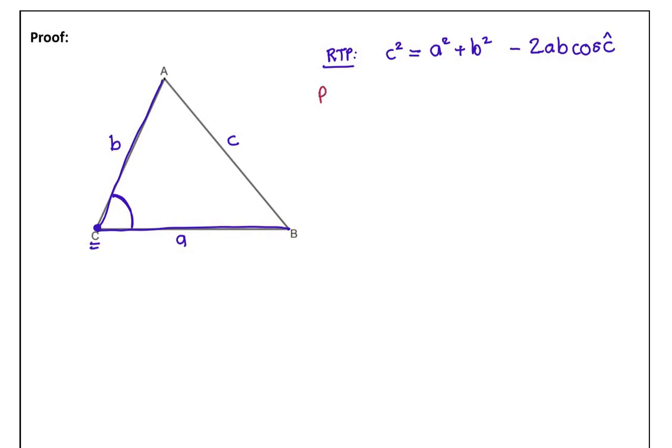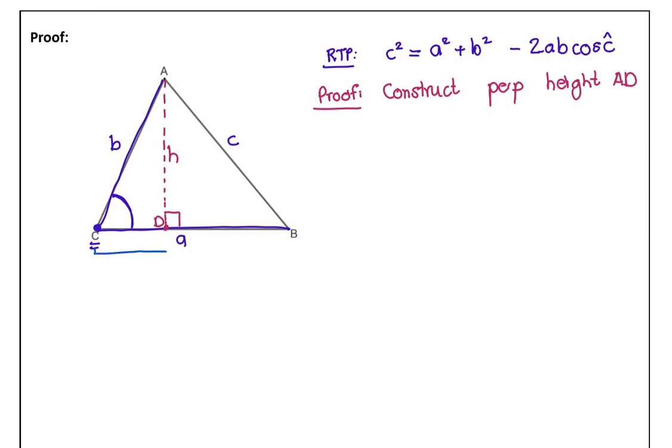As with all of our proofs so far, they start with the construction. I'm going to do exactly what I have done before, and construct the perpendicular height from A down there. I'm going to call that H. I'm going to call the point where it hits D, and this is perpendicular. Now let us call the distance from C to D, baby d. So let CD be equal to d.